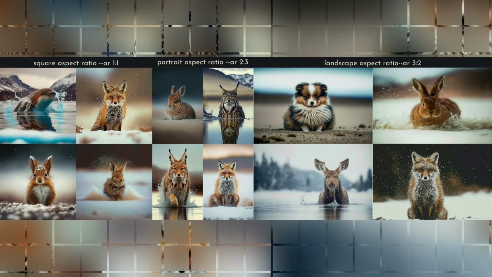I'm actually quite amazed by these. They look like very realistic photographs. Cute bunnies and squirrels and foxes. I like that the animals are splashing around in water or snow.